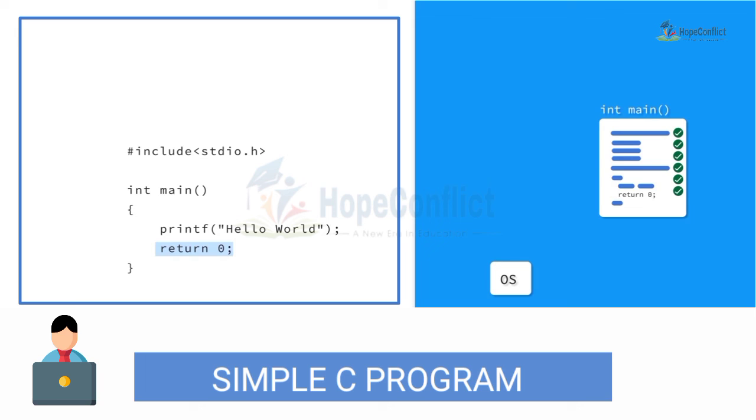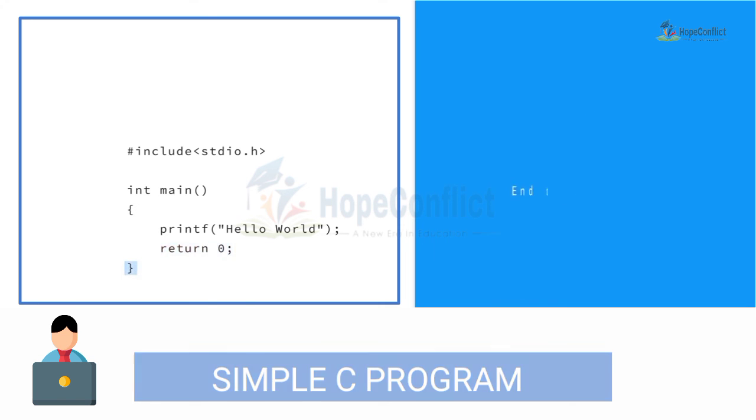If program execution reaches the return 0 statement, we can ensure that there was no system call error in our program. If any error occurred, it would have returned a non-zero integer. And finally, we have the closing brace indicating the end of the block.